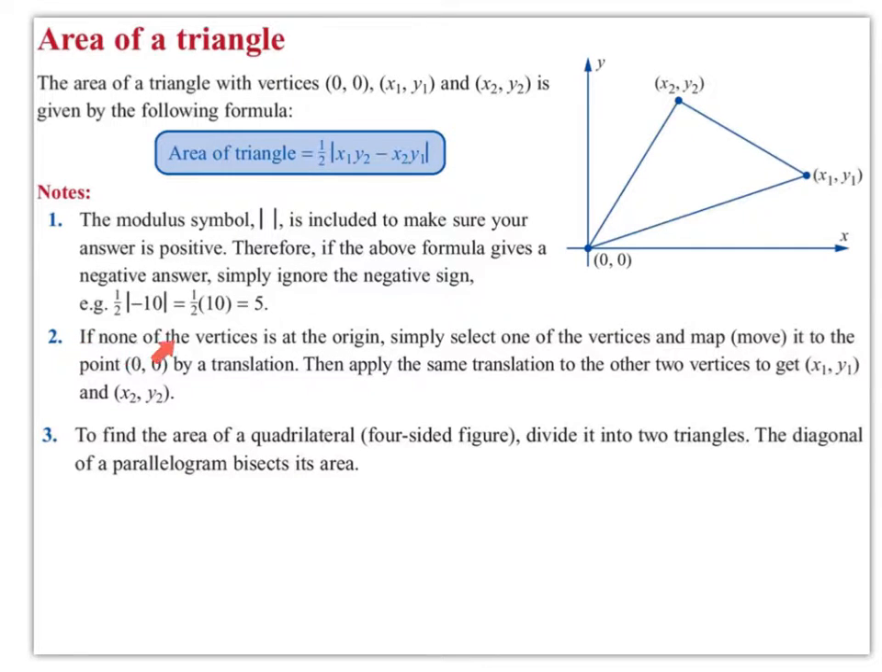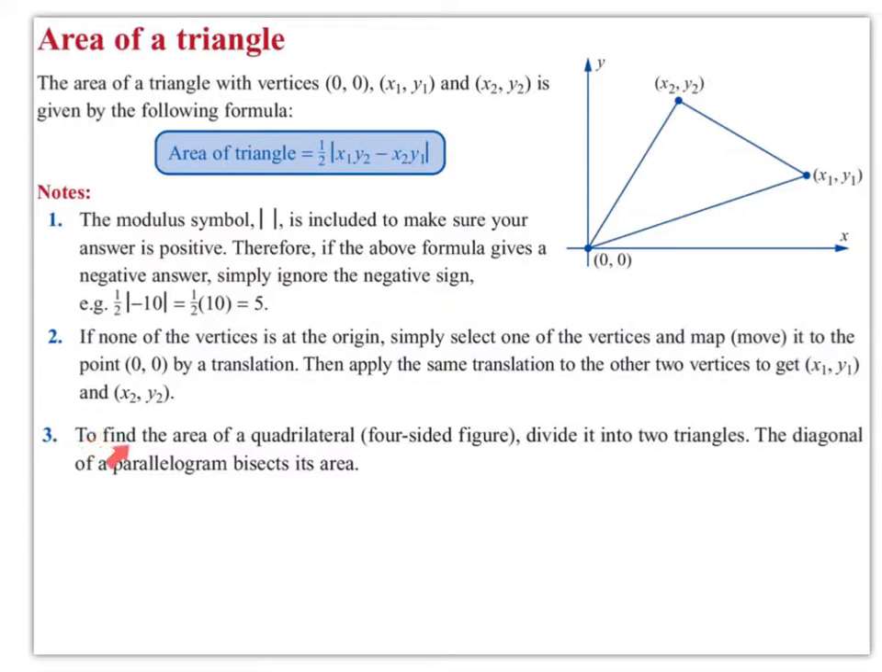Number 2, if none of the vertices is at the origin, so is at 0, 0, simply select one of the vertices or corners and map or move or translate it to the point 0, 0 by a translation. Then apply the same translation to the other two vertices. So whatever translation you apply to make one of the corners or vertices become 0, 0, you must apply the same translation to the other two vertices. And you end up getting your x1, y1 and x2, y2 points, which you can then sub into your formula.